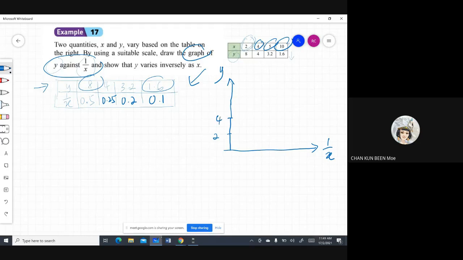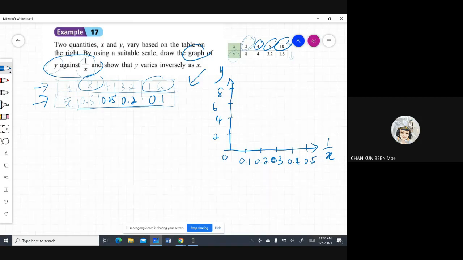2, 4, 6, 8. And then for the value of 1 over x, the values are 0.5 to 0.1. So we have to fit in all the values over here. I think I'll start with 0.1, 0.2, so that I can fit in all the values over here. 0.3, 0.4, this is 0.5. Don't forget the origin.